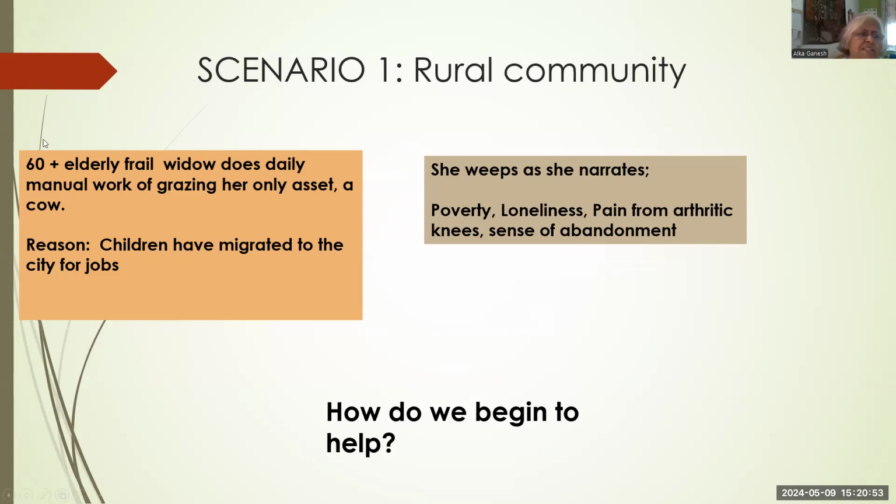So let's look at this 60-plus elderly frail widow. Not very old, you would say, but in India, a woman can be biologically quite old at the age of 60. So she's frail, she's a widow, she's living in a village. She has to do daily manual work, and that is, she has to take her cow for grazing.